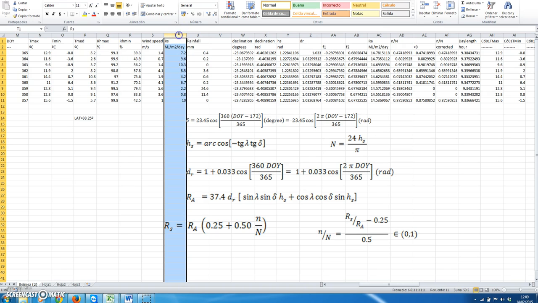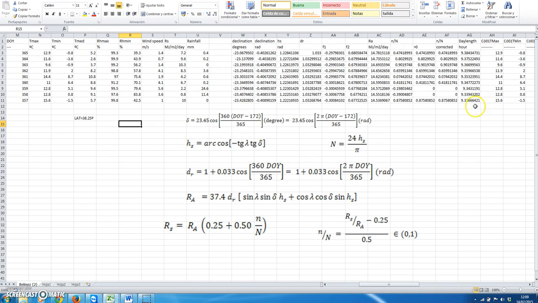We're going to use only, in this tutorial, the values for solar radiation that appear in this column. First of all, we need to calculate for each day the solar declination, which will be used for calculating both extraterrestrial radiation and day length. The equation for calculating solar declination is the one appearing here.